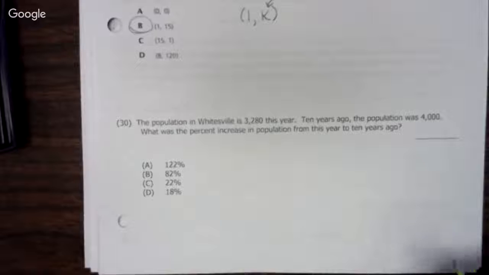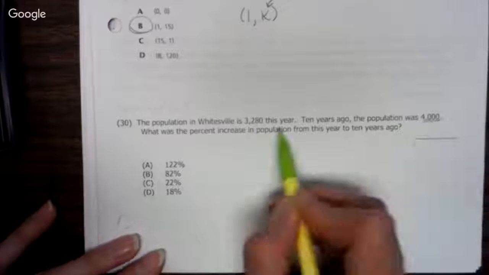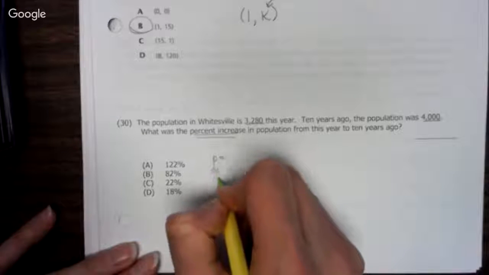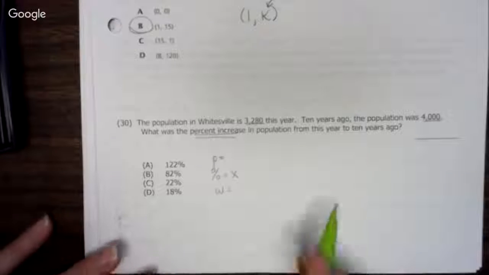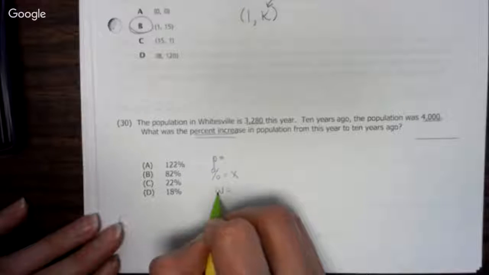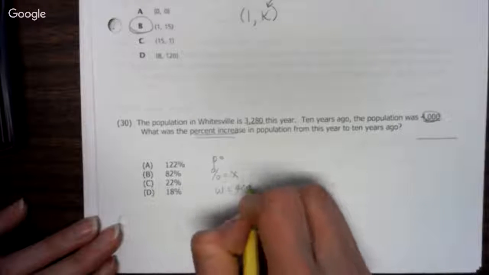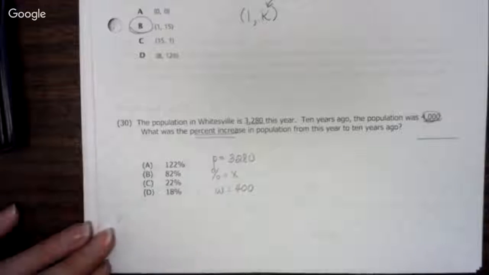Number 30, the population in Whitesville is 3,280 this year. 10 years ago, it was 4,000. So we have two populations. What was the percent increase? So let's start with part equals percent times whole. We don't know the percent. Now I have to remind you that whole stands for original amount. So original amount was the 4,000. The new amount is 3,280.